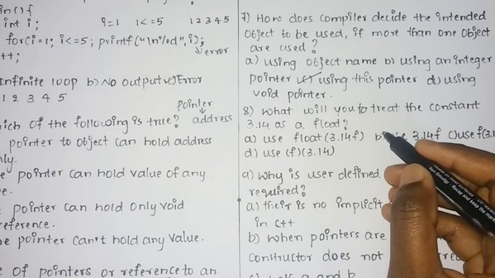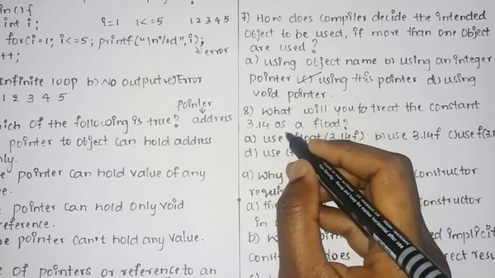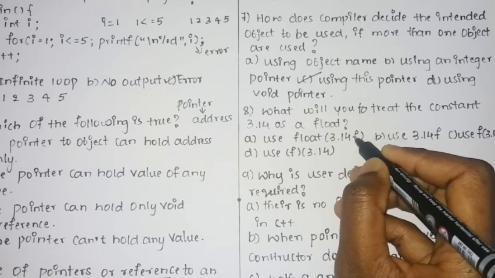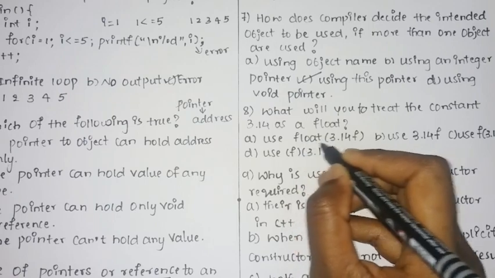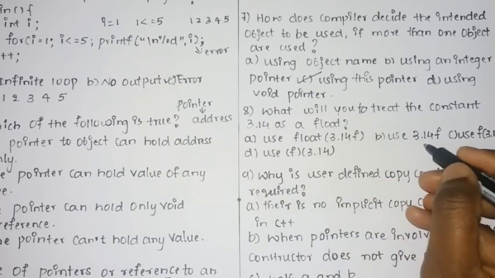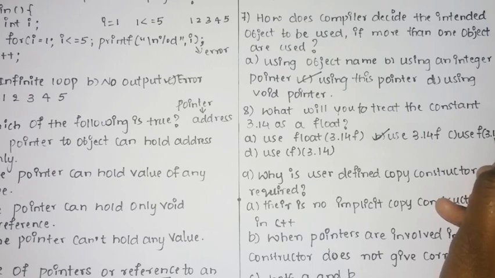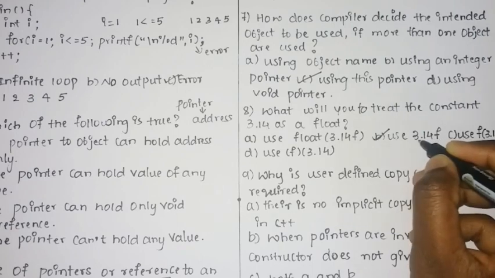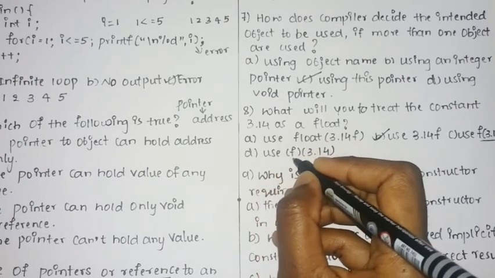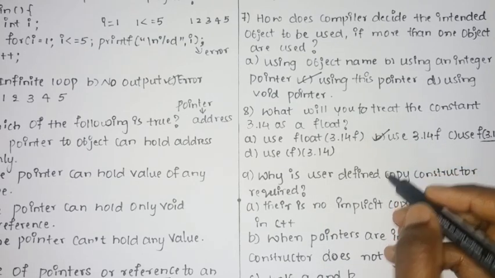Next, how do you treat the constant 3.14 as a float? Use 3.14f. Here you are mentioning 3.14f, so there is no need to mention float again. It is assumed that if you put f at the end, it is a floating point. So B is the correct answer. Use f of 3.14? It is not a function to be declared like this. We are declaring a floating point number, which means use 3.14f. Again, using f of is also not the correct form. So option B is the correct answer for this question.